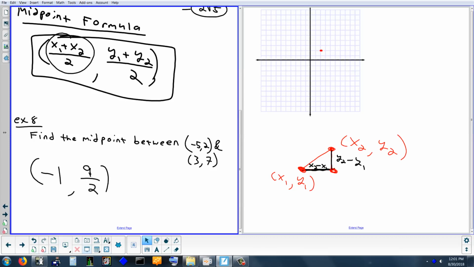Okay, so any questions on that? Again, that's a lot of different stuff. Distance, midpoint, graphing, inequality symbols, all the properties. But hopefully most of it you already were familiar with.